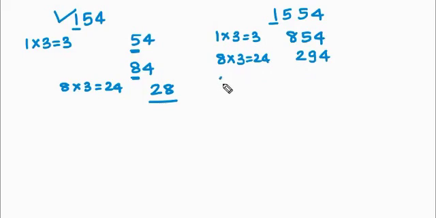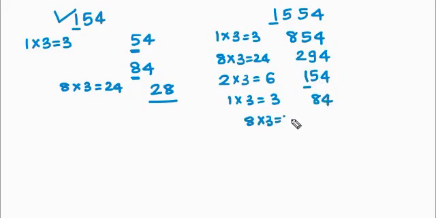Now again 2 into 3. 2 into 3 is 6. We add 6 into 9. We get 15. 154. Now we take 1. 1 into 3 is 3. We add 3 into this 5. So it becomes 84. 8 into 3 is 24. 24 plus 4 is 28. 28 is divisible by 7. Hence, this number is divisible by 7.